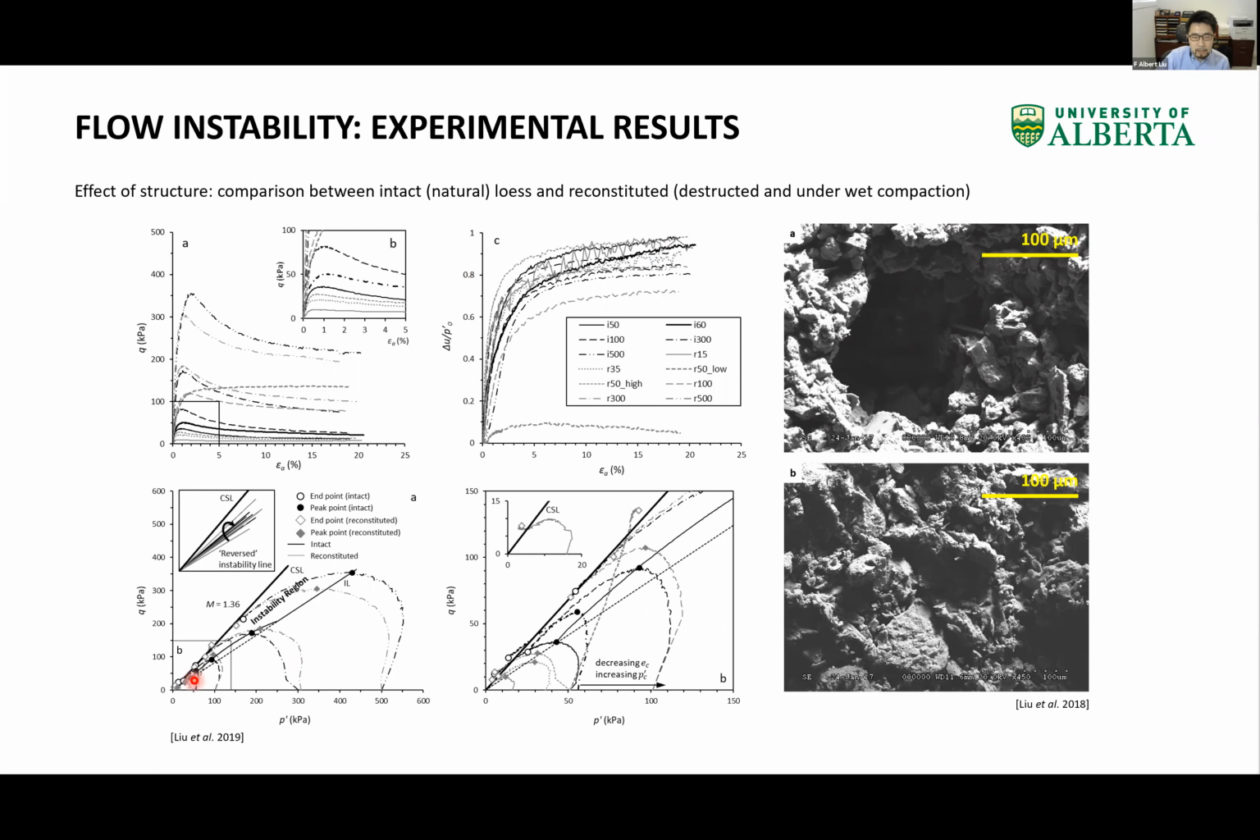And here you can see these images on your right. This image was from the previous slide; you can see the pre-test image, and you can see this post-flow liquefaction image. We can see the common porous structure disappeared in those SEM images.